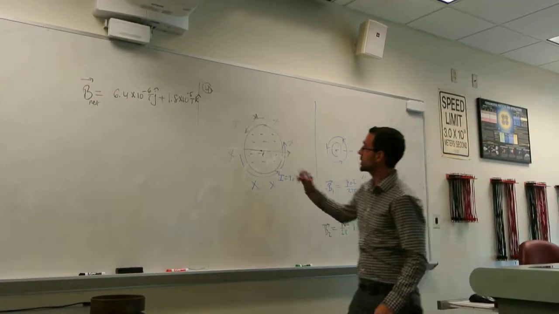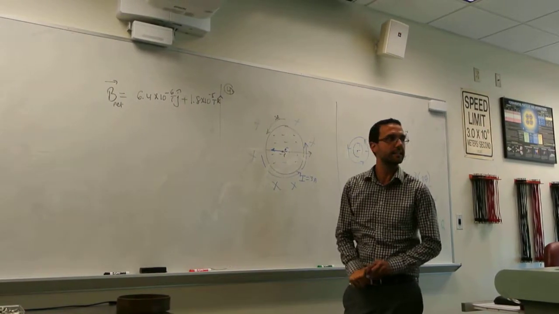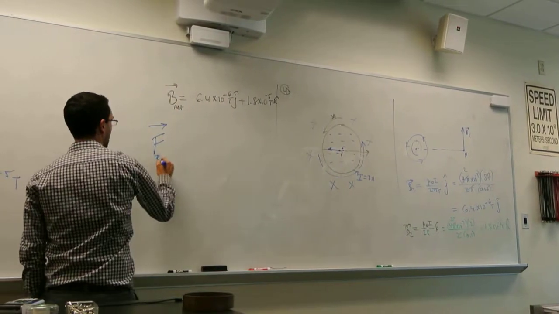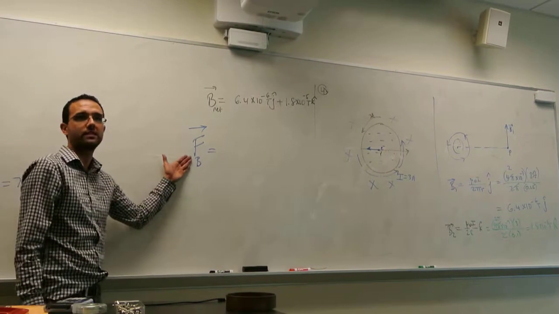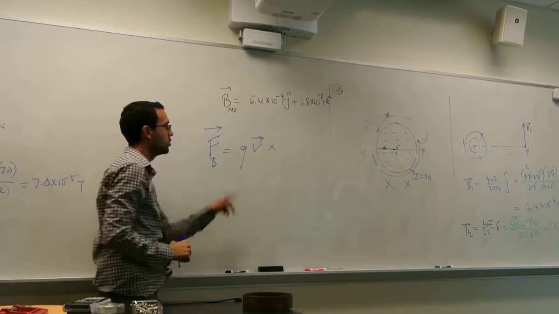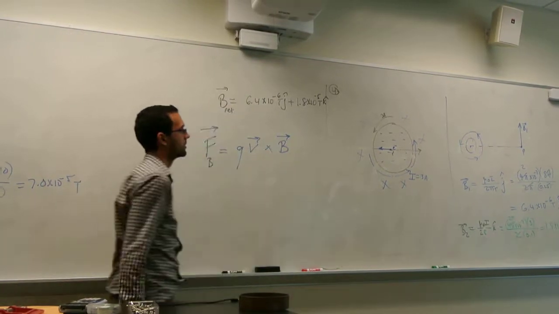Now, I actually have an electron that is projected from point P towards the origin, moving in the negative x direction. So the force on a moving charge due to an externally applied magnetic field, that's called the Lorentz force. And the Lorentz force, remember the equation for it is Q times the velocity vector cross product with the magnetic field vector.